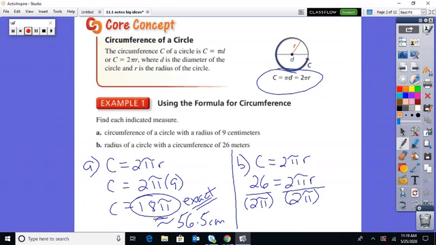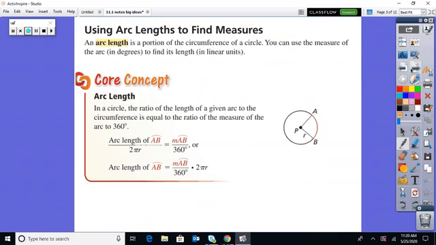We want to divide by the quantity of 2 pi. Right? So my radius, and you can make sure you get the right answer. Make sure you're doing it right. Your radius is about 4.1. All right, so there's the first example. Again, trip down memory lane.